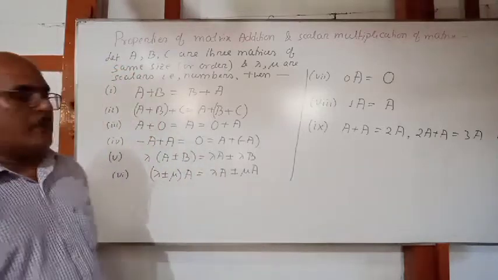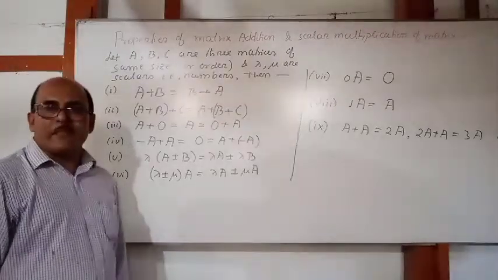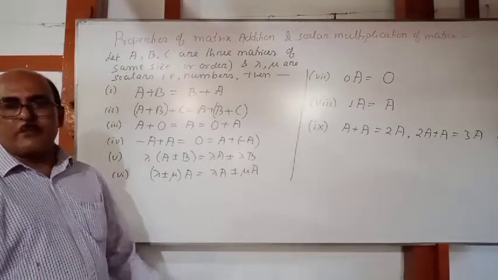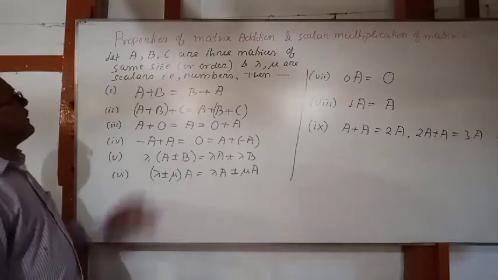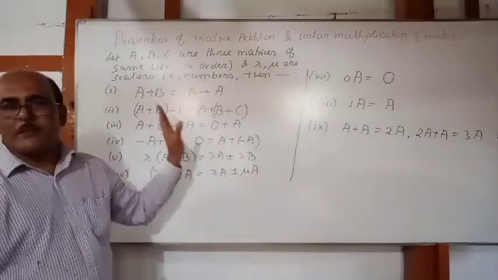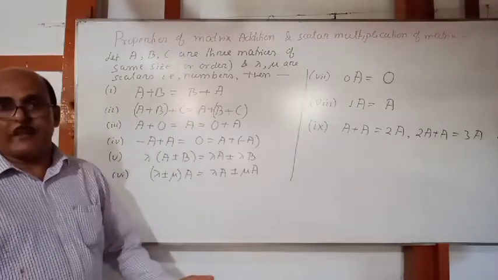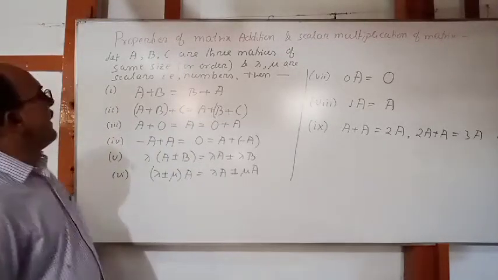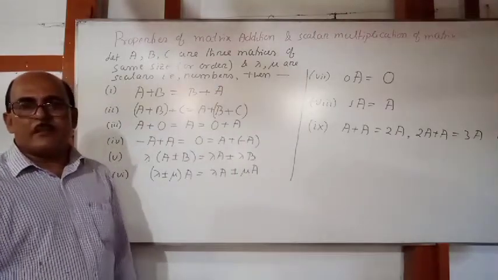Students, these are some properties of matrix addition and scalar multiplication. That is multiplication of a matrix by a scalar. By a scalar means a number. Suppose capital A, B, C are three matrices of same size or same order, so that they can be added, subtracted like this. And lambda and mu are two scalars. Scalars means numbers.